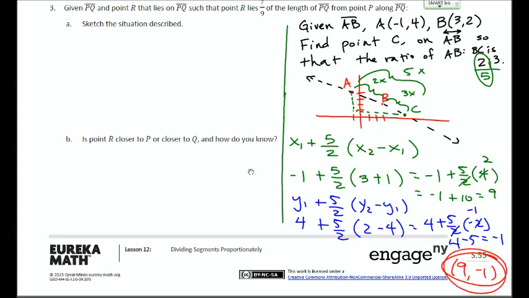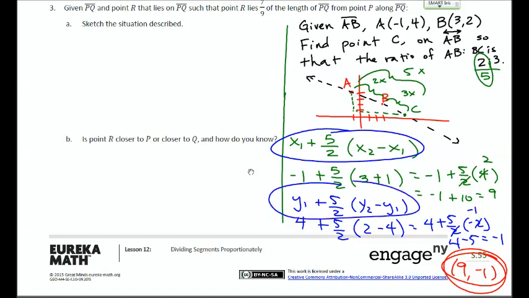So the point of that is, be very careful about this formula. It's a great formula, but if the point you're looking for is in between the given points, then it will be a ratio less than 1. If it is a point that's outside of that segment, then it's going to be the ratio that's more than 1, which is total divided by the first number.